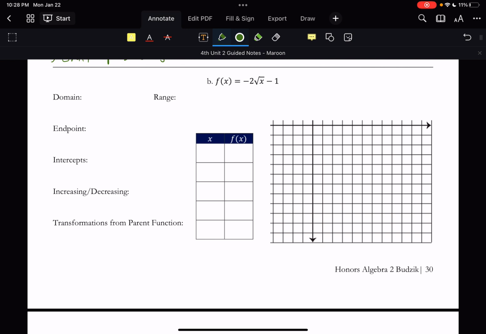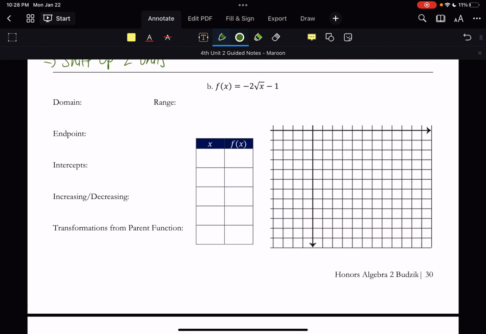So f of x equals -2 times the square root of x minus 1. So I have, again, my h and my k. There is no transformation happening inside of the square root. So that means my h value is 0. And I know that my k value, based off how it's written, is -1. So I have an endpoint of 0, -1 for this graph. So I'm going to go ahead and plot 0, -1. And I know that that's going to be my starting point.